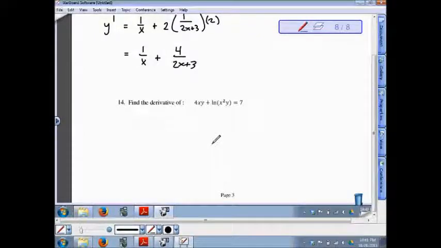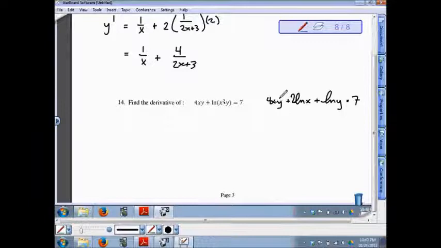Okay, question 14, we need to find the derivative using implicit differentiation because this is an equation defined in terms of x and y on the same side. So there's a product here, and we can expand this logarithm. We rewrite this. So this is a product right here. We can expand that, which we can bring a 2 down in front of that logarithm. This natural log of y equals 7.